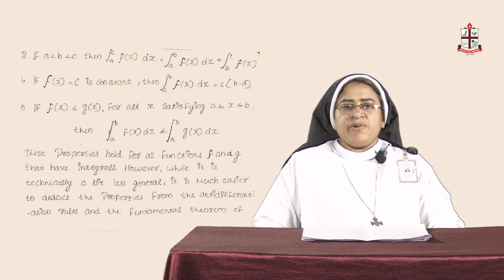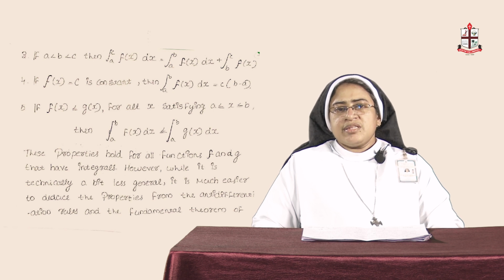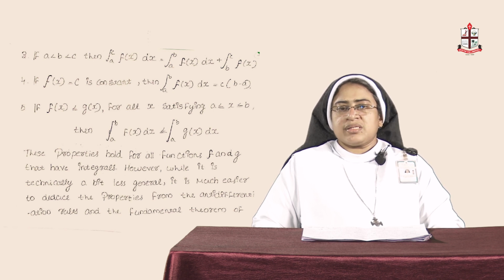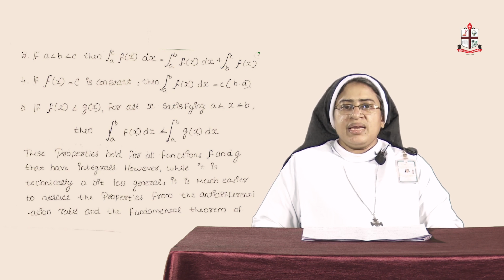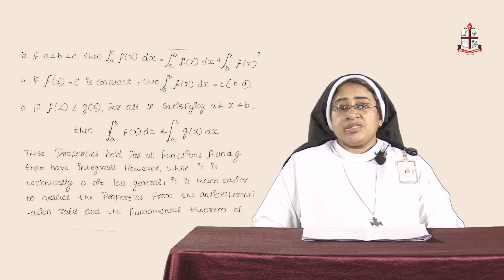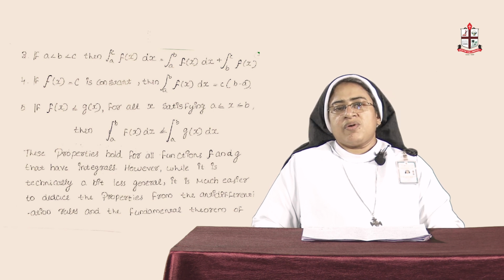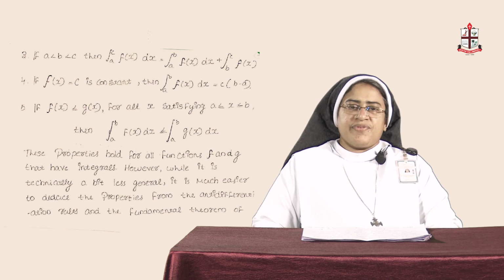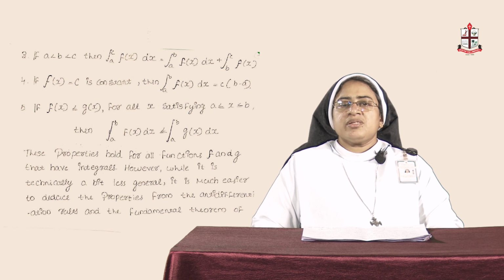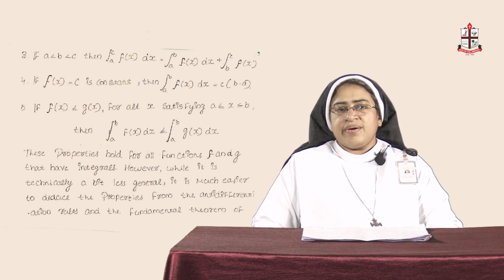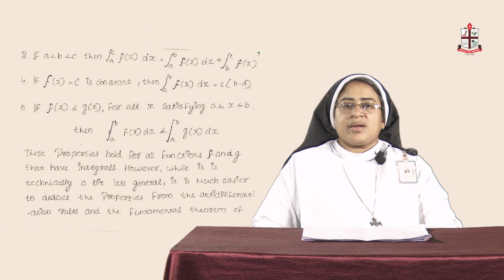The fifth one: if f of x is less than or equal to g of x for all x satisfying a less than or equal to x less than or equal to b, then integral a to b f of x dx is always less than or equal to integral a to b g of x dx. So, these properties hold for all functions f and g that have integrals.